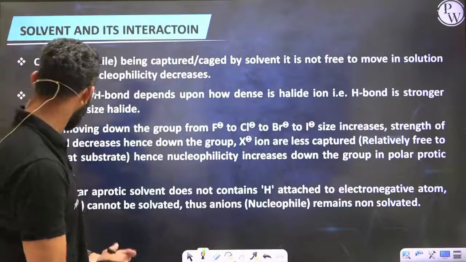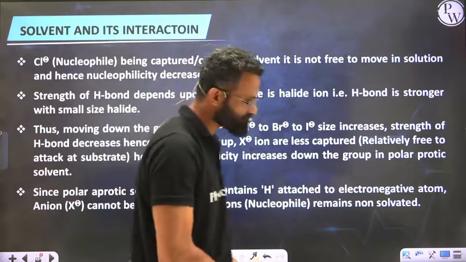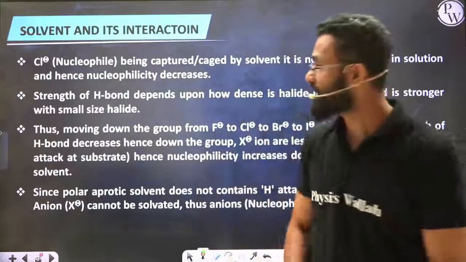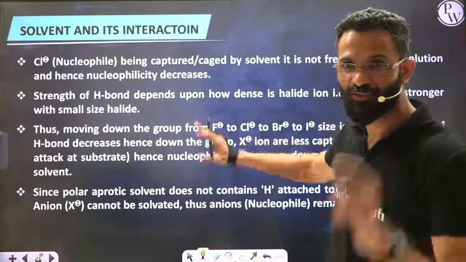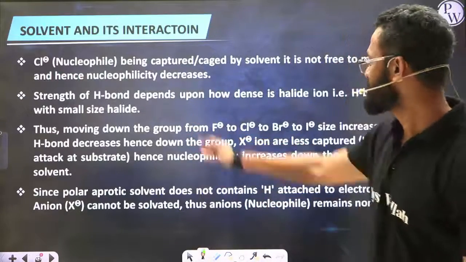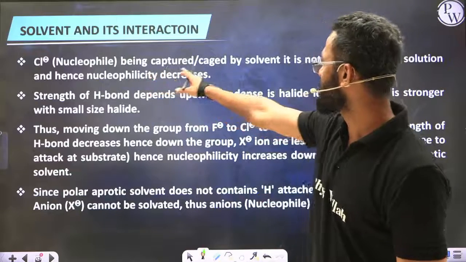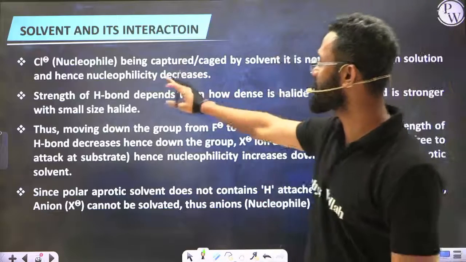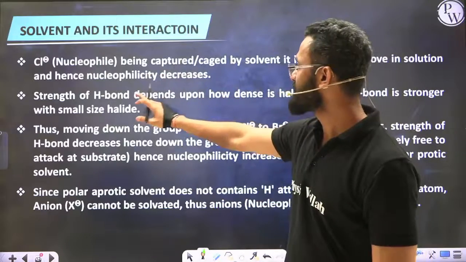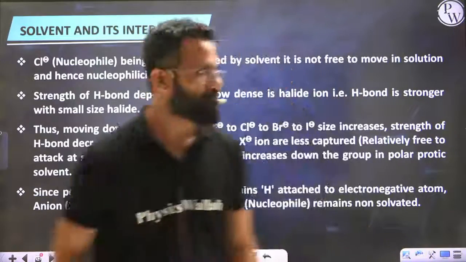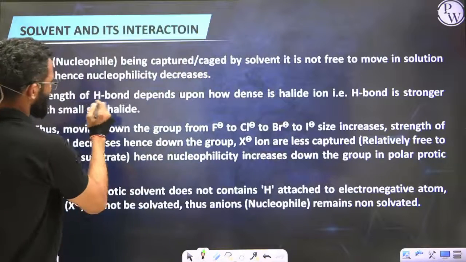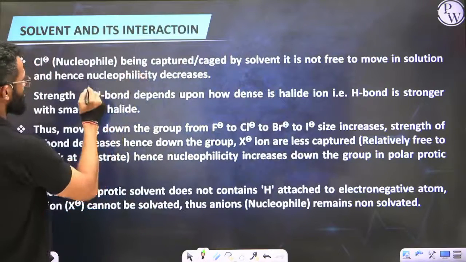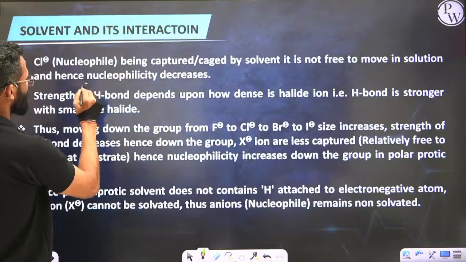Well, so here are some important points that I just discussed. I put them on the screen for you guys to refer to anytime you want. So you can see nucleophiles being captured, caged, not free to move in the solution, hence in general nucleophilicity decreases. Strength of hydrogen bond: well, I'll again mention, hydrogen bond will come into the picture when it is F minus, otherwise you can see strength of ion-dipole interaction.